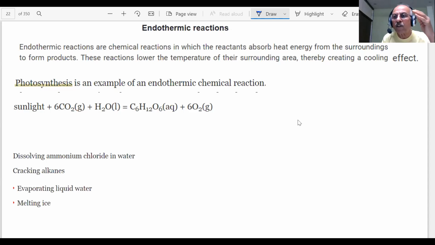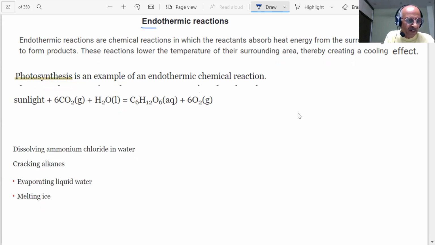Endothermic reactions are those reactions in which heat is absorbed by the reactants to form the products. Or in other words, chemical reactions in which reactants absorb heat energy from the surroundings to form the products. What is the meaning of endo, student? Endo means something which is inside, which is within, internal. That means energy is absorbed in these reactions. The energy is usually absorbed in chemical reactions in the form of heat energy.